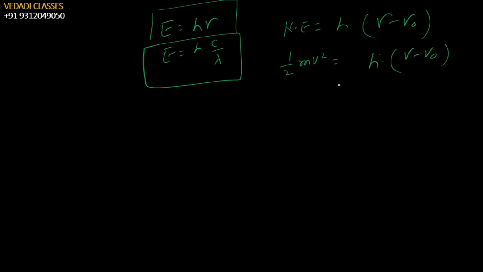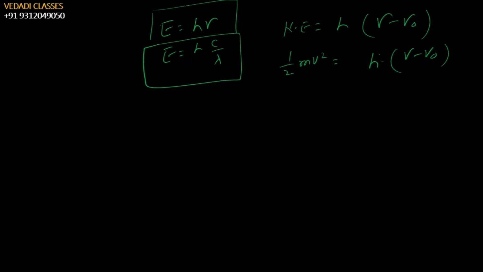And the mass of the electron is 9.11 into 10 power minus 31 kilogram. That is how you can find the velocity with the help of this formula. So this is one type of question. This is a different type of question they can ask you from these two topics.